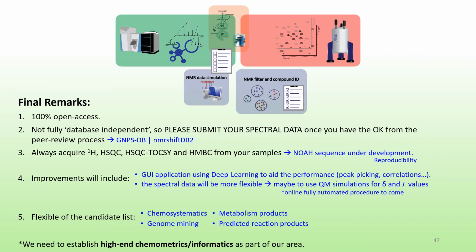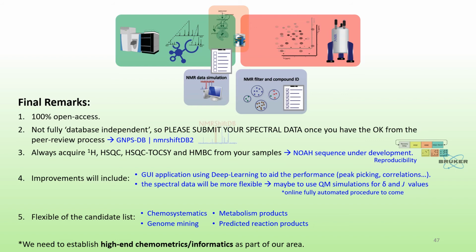I would like to mention that this is, and it will be, 100% open access. As you already noticed, it's not fully database independent, so please submit your spectral data once you have the approval from the peer review process. I would suggest GNPS's MassIVE database for mass spec data and NMR Shift DB2 for NMR data. Also, we need to call attention to people to always acquire those 3 NMR experiments for their samples, fractions or extracts.